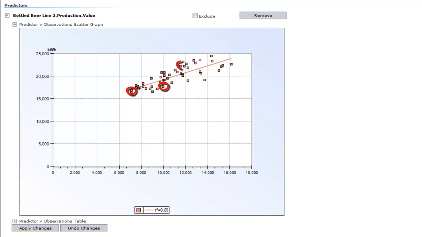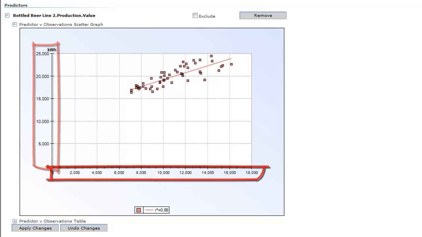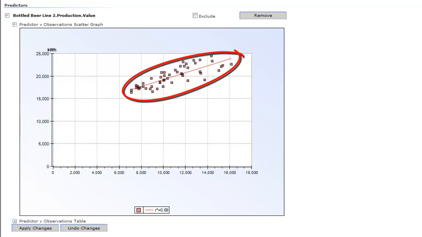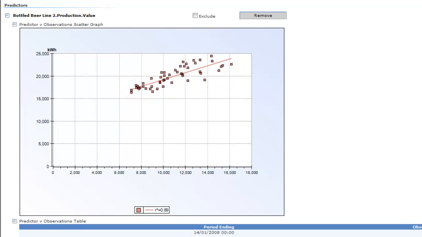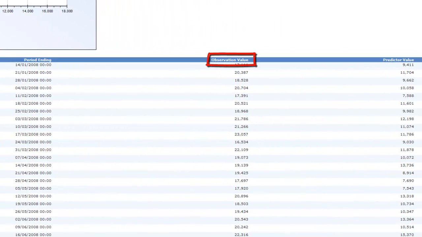Each one of my points on the scatter plot is showing me the corresponding week, the level of consumption, and also the level of production. This visually gives me an indication of the level of control, and statistically the R² value will support that. I can also take a look at the raw data for both the observation information, which is my consumption, as well as my production information.